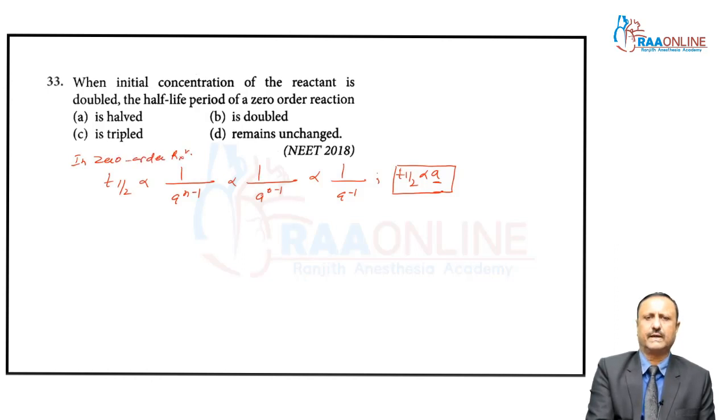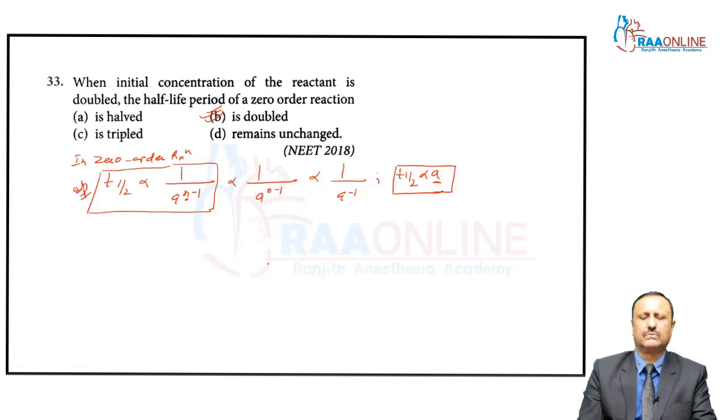In any reaction, my dear students, when you get this type of question, you can remember this formula and put the order of reaction in place of n, and get the answer. So, my dear students, when the initial concentration of the reactant is doubled, the half life period of the zero order reaction is also doubled. So, question number 33, you can go with option B.